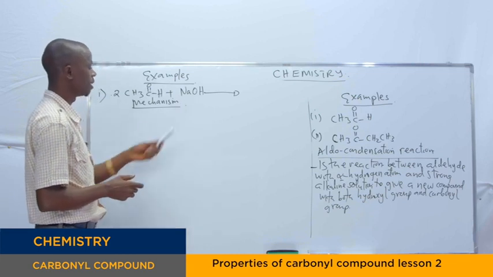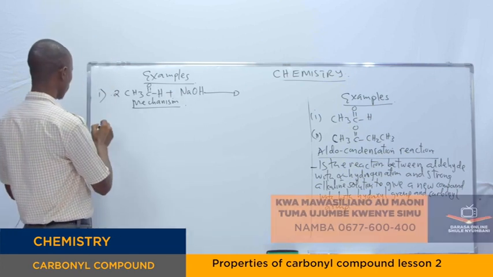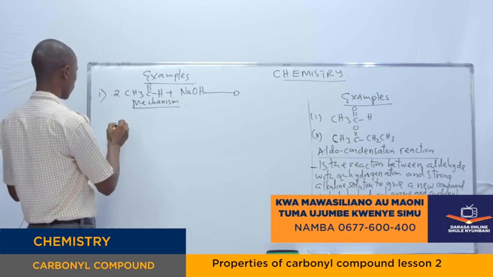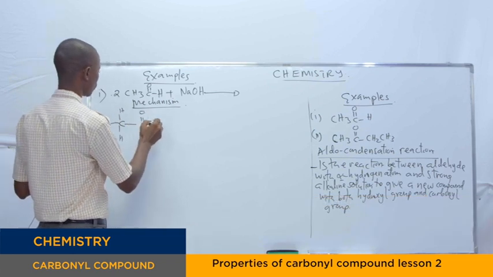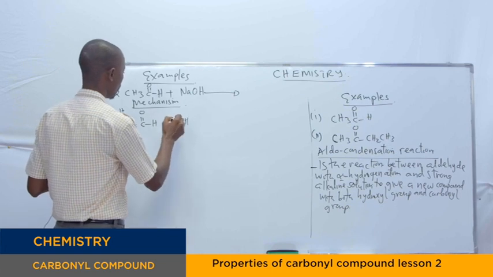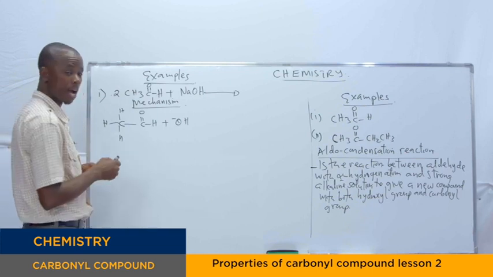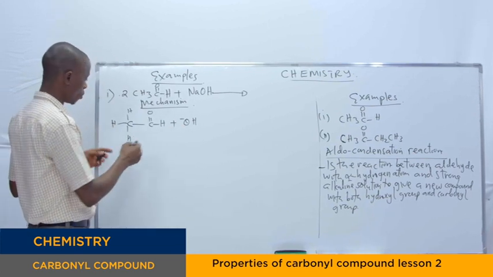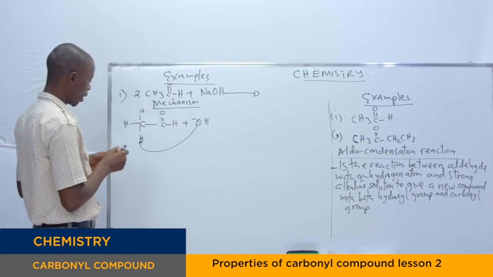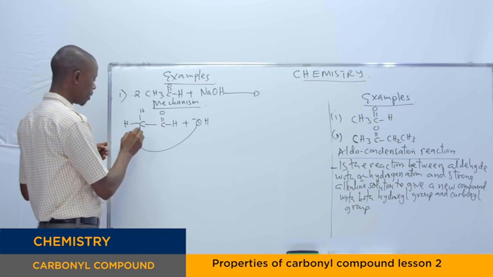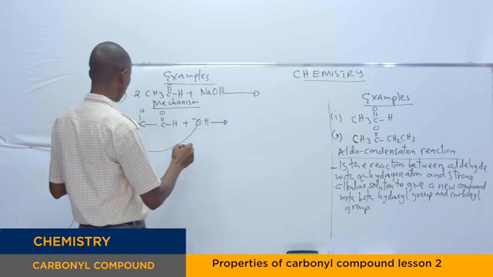Now, sodium hydroxide will break to give the hydroxide ion. Therefore, the first molecule of ethanal reacts with the hydroxide group from sodium hydroxide. Now, what will happen? This hydroxide group will attack this proton here. And when this is taken, this bond will break, and the electrons will come to this carbon atom. Therefore, we are going to have this one.